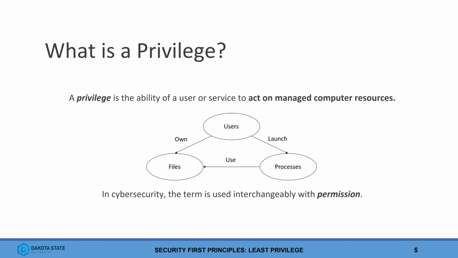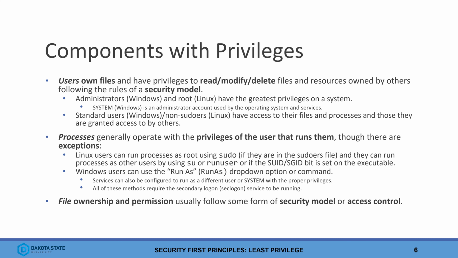Users, files, and processes are the foundational components of most operating systems, and these generally have standard privileges, including users owning files and launching processes. These processes, in turn, use the files that users own. However, this simple model can quickly get very nuanced, and the exact implementation of privilege will vary by operating system, version, distro, configuration, deployment, or a number of other factors. For example, users, while they do own files, also have privileges to read, modify, or delete files and resources owned by others, following the rules of a security model.